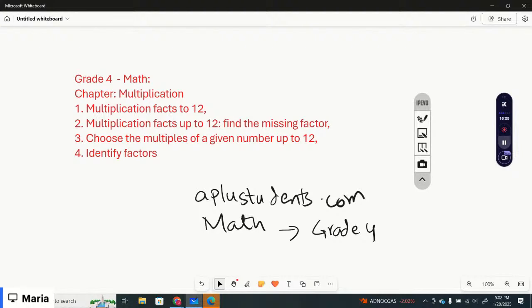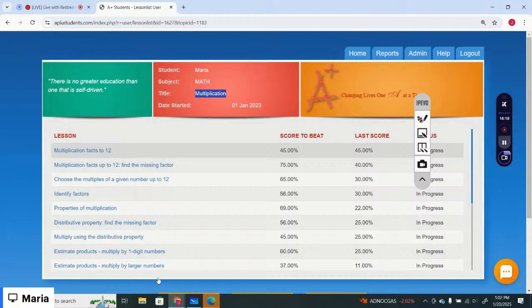So please make sure you have your notebook and pencil so that you can note down the important examples and definitions as well. Here I'm on grade 4 math. Let's just start with the lesson that is multiplication facts to 12.